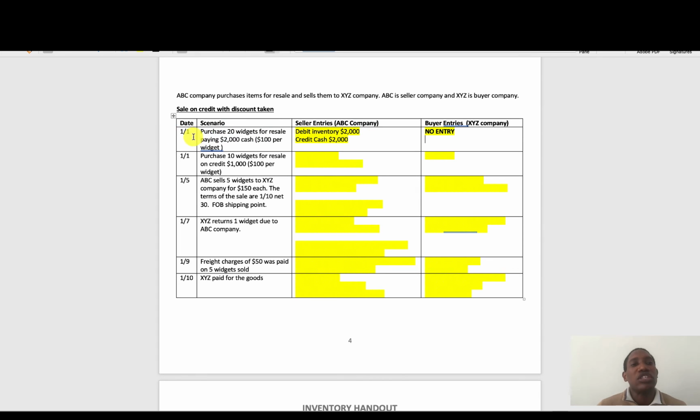So for this, the journal entry on January 1st, 1/1, there's no entry to XYZ Company because XYZ is going to buy these items from ABC. But on January 1st, there's no purchase. XYZ didn't make a purchase, all right?